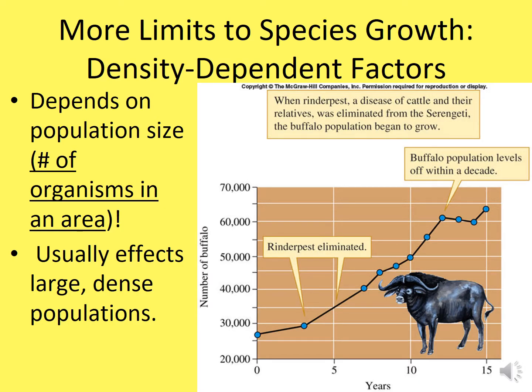All right, so we need to understand the difference between some of the dependent factors. We talked about some before, like primary and secondary succession. Now we're going to talk about density dependent factors. This one is going to be dependent on the population size, which is the number of organisms in an area. Density dependent usually affects large, dense populations.